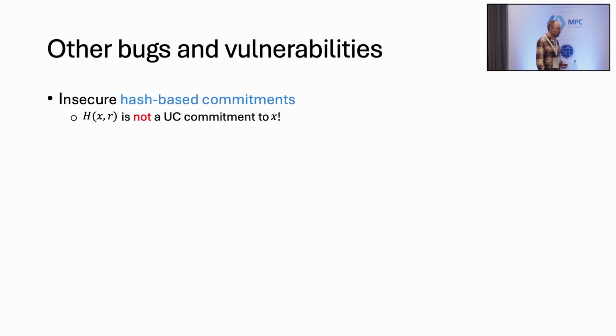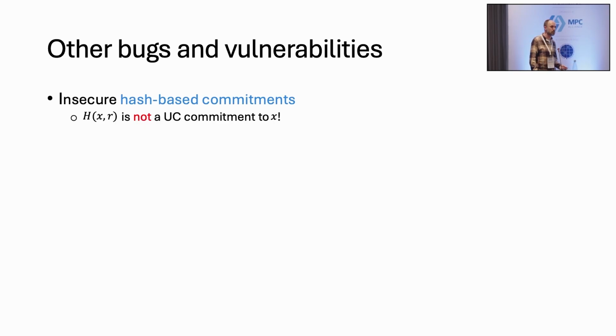OK, so along the way in looking at these frameworks, we also uncovered a few other bugs. So the first one I'll talk about here is to do with implementing hash-based commitments. So a textbook example of a commitment scheme is to hash the message together with some randomness, right, to commit to a message x.